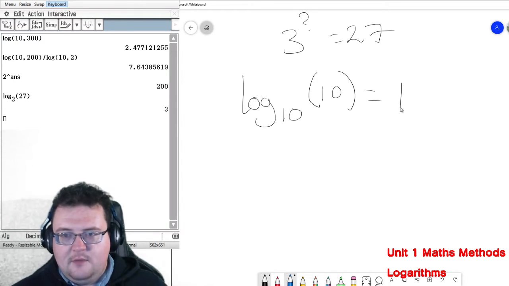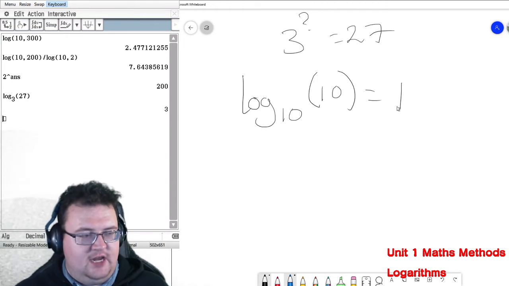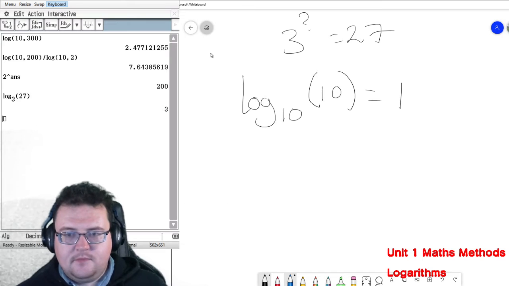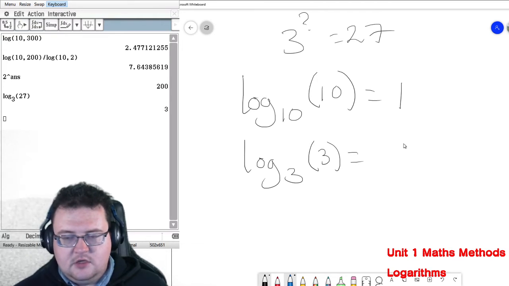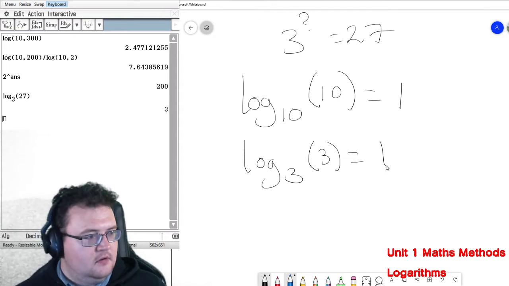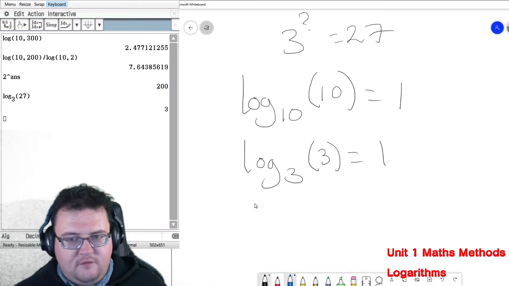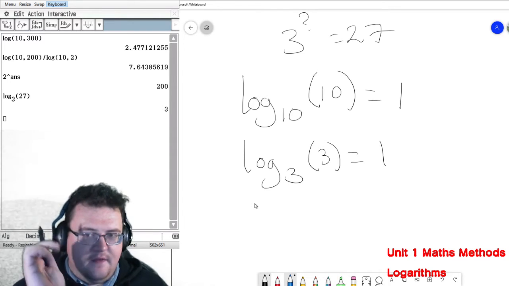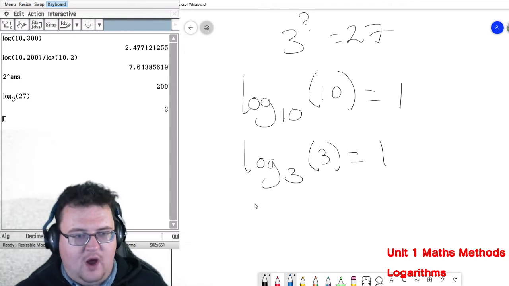It's 1, because 10 to the power of 1 is just 10. If I do log 3 to the power of 3, what is it? Log 3 of 3. It's still 1. All right? And so forth. If I take the log and the base and the number are the same, then the answer is just 1.